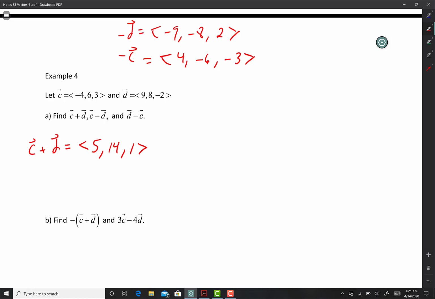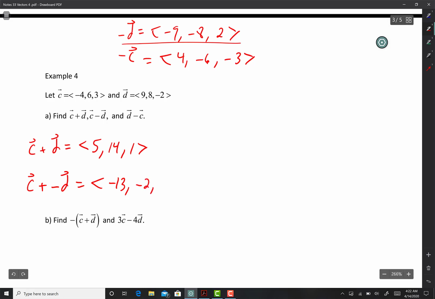And then they have C minus D, so vector C plus a -D. So that's how we're going to do it, guys. -D's up here. So let's see. -4 plus a -9. So it's going to be -13, comma. And then we're going to do 6 plus a -8. So it's going to be -2, comma. And then we're going to do 3 plus 2. 3, 4, 5. So that's 5.